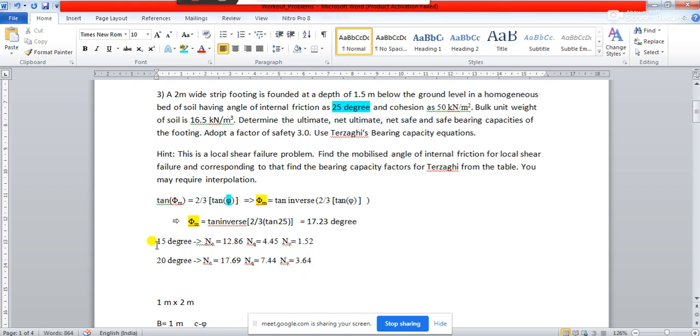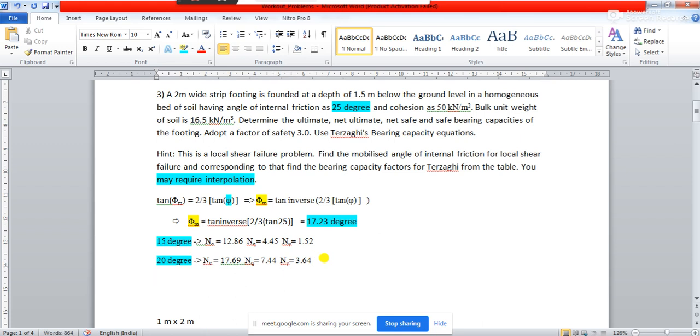So let's say these two values are given to you for 15 degree and 20 degree. Now how do you calculate the values for 17.23 degree? That is the question, right? That is the understanding problem. So for this I have said you may require interpolation, and this interpolation means here you will have to just linearly interpolate.